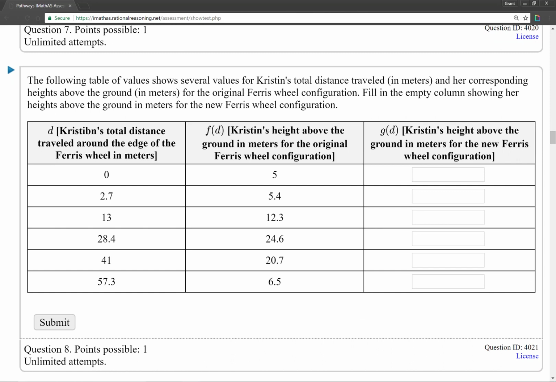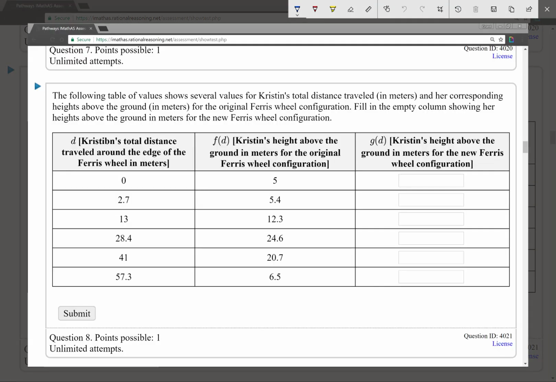Next question asks us to fill in a table of values. So we've got some values of D in the first column, which represents Kristen's total distance traveled around the edge. f of D represents Kristen's height above the ground in meters for the original Ferris wheel configuration, and g of D represents Kristen's height above the ground in the new Ferris wheel configuration.